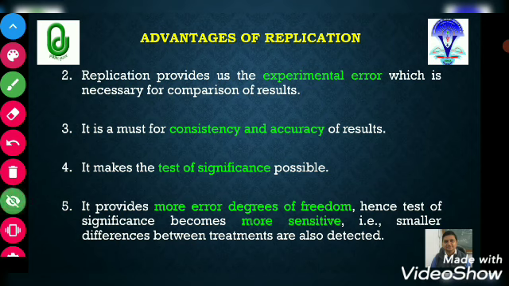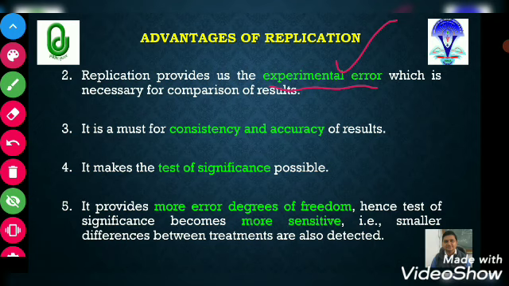Now second, the replication provides us the experimental error. If we are not applying replication, that means you are applying a treatment only one time, so whatever result you get, we will think that this is the effect. But when we apply replication, you will get the value of error also. So it is giving the experimental error value. If we are not replicating our treatment, we will not get error. This error is very necessary for comparison of results: with which treatment are you getting lesser error. So this error is the basis of comparison of results.